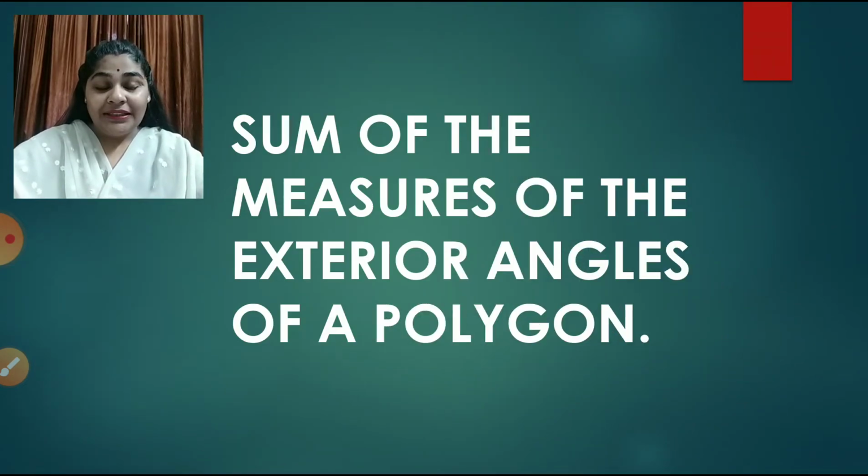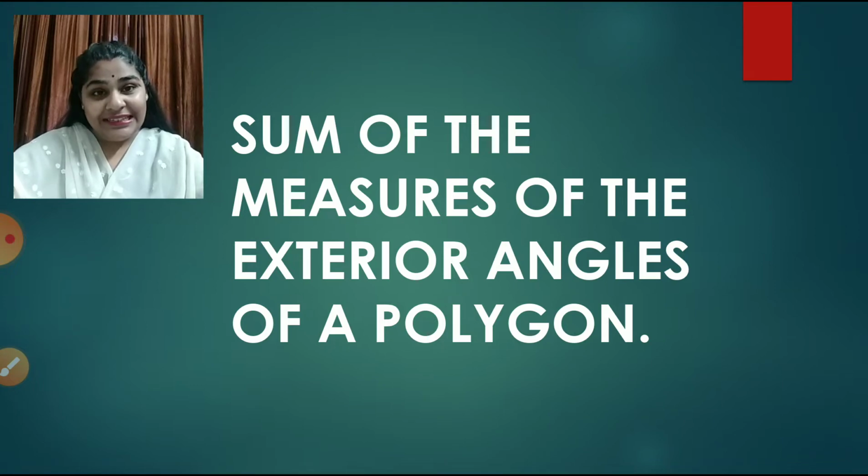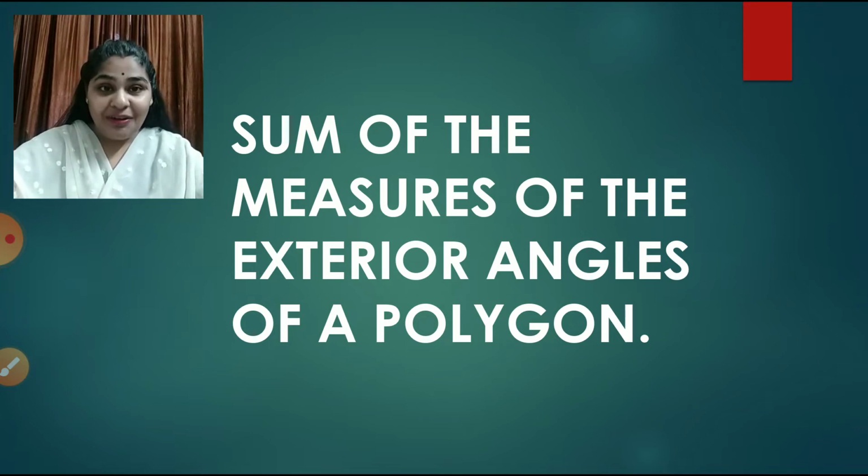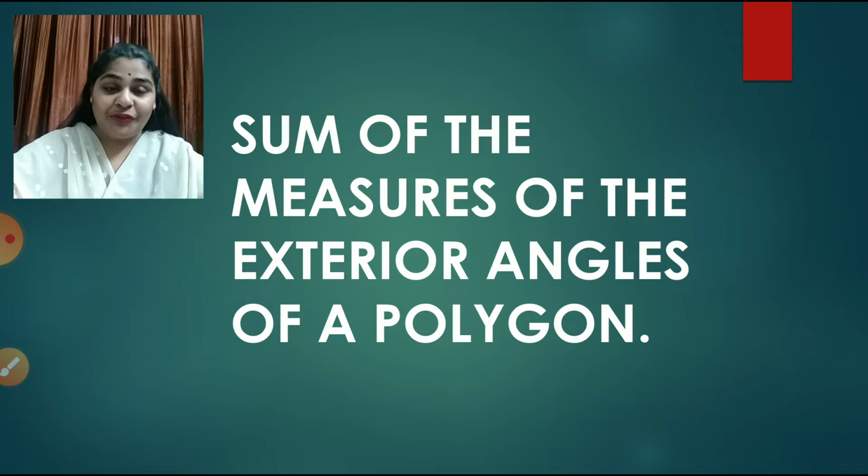The topic is the sum of the measures of the exterior angles of a polygon. In the last session, we saw the interior angles and how to find them. We also saw the formula for the sum of angles, S is equal to (n minus 2) multiplied by 180 degrees, where n is the number of sides of a polygon. Similarly, today we are going to see the measures of the exterior angles, children.